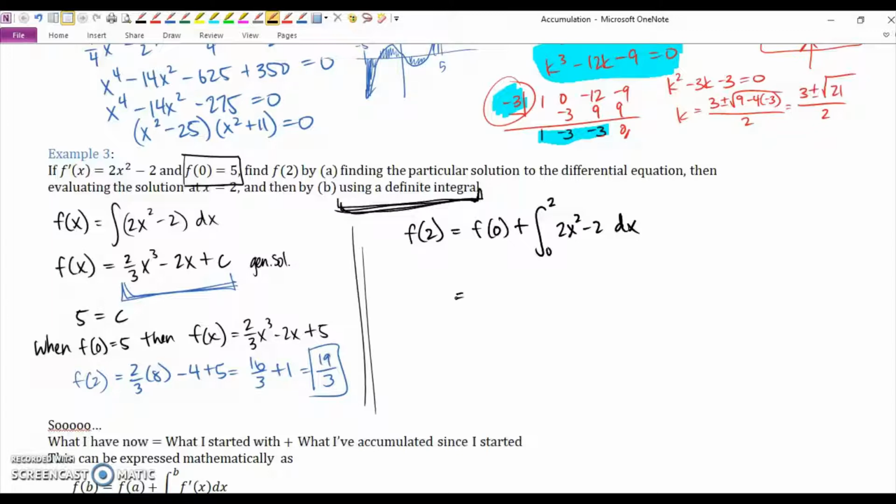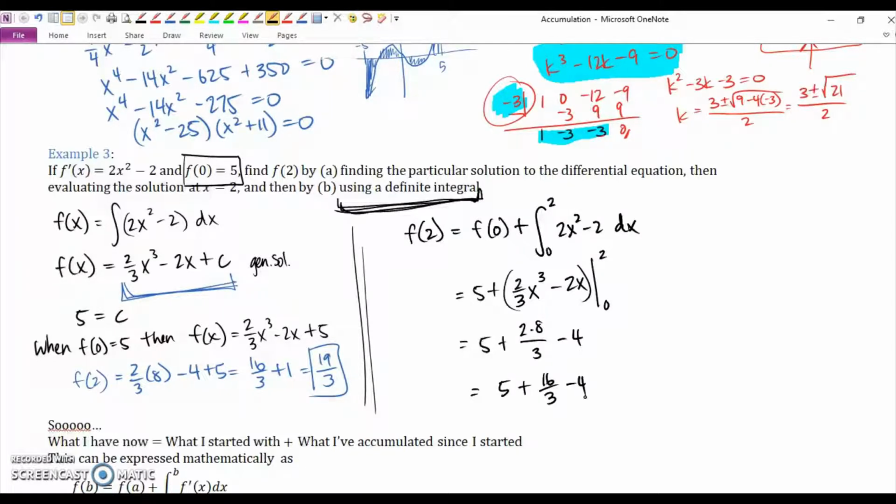So f of 0 we know is 5. And the integral of 0 to 2, well, let's go up a power and divide. So 2/3 x cubed minus 2x. And then that needs to be evaluated from 0 to 2. And so 5 plus, now let's plug it in, 2/3 is going to be 2 times 8 over 3 minus 2 times 2 is 4. And that looks like 5 plus 16/3 minus 4.